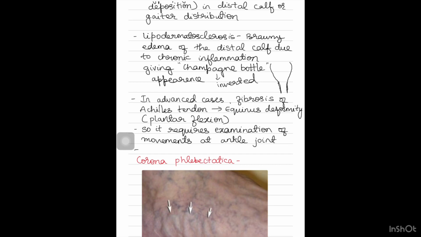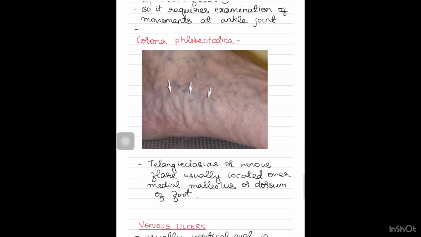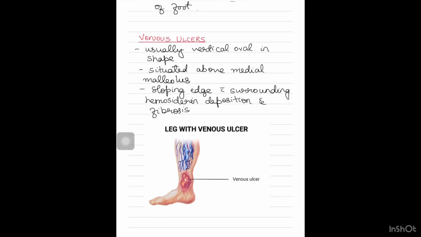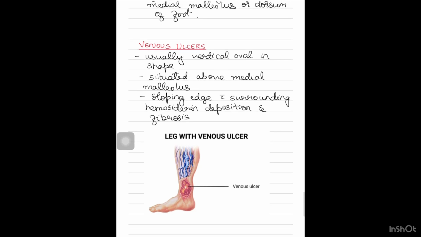In advanced cases, there is fibrosis of the Achilles tendon, giving rise to equinus deformity. This is mainly because the foot is in plantar flexion. So whenever you are examining a varicose vein, you need to examine even the movements at the ankle joint. Corona phlebectatica is a condition where there are telangiectasias or venous flare, usually located over the medial malleolus or the dorsum of the foot.